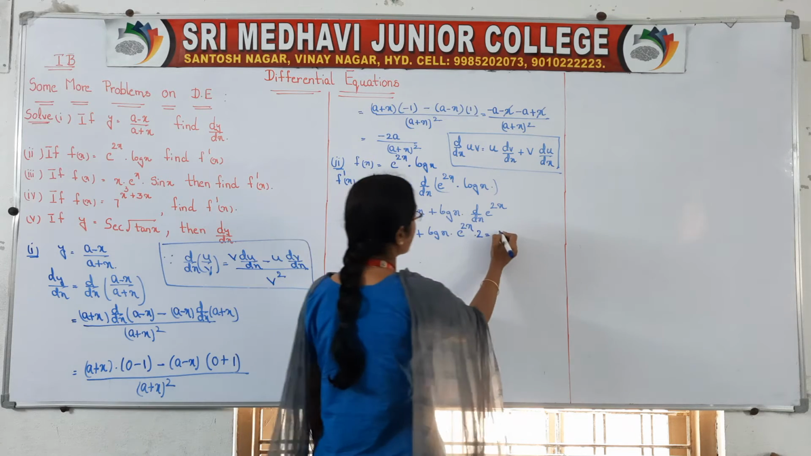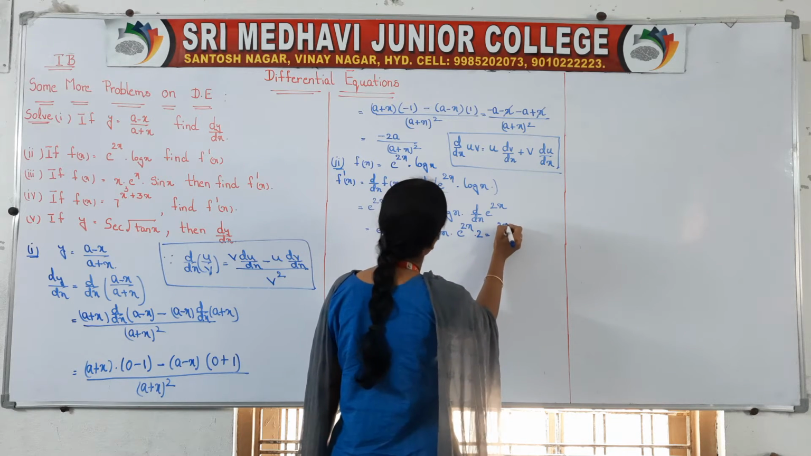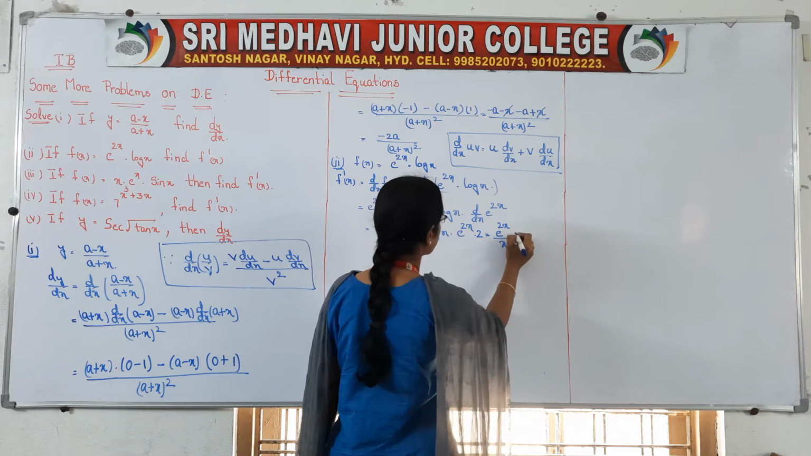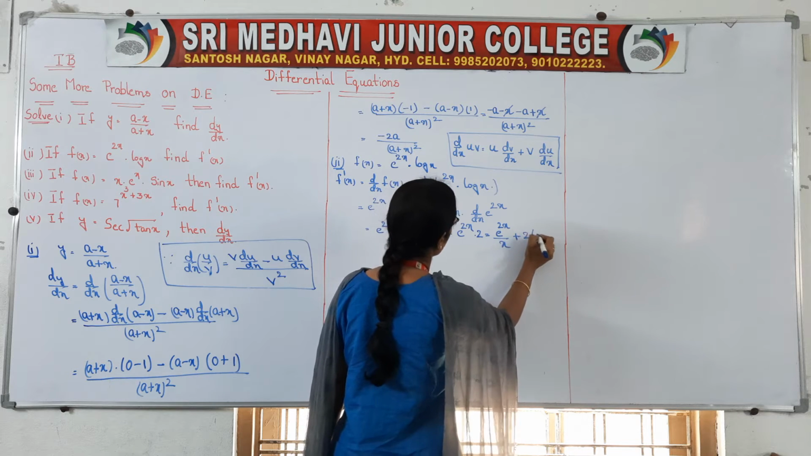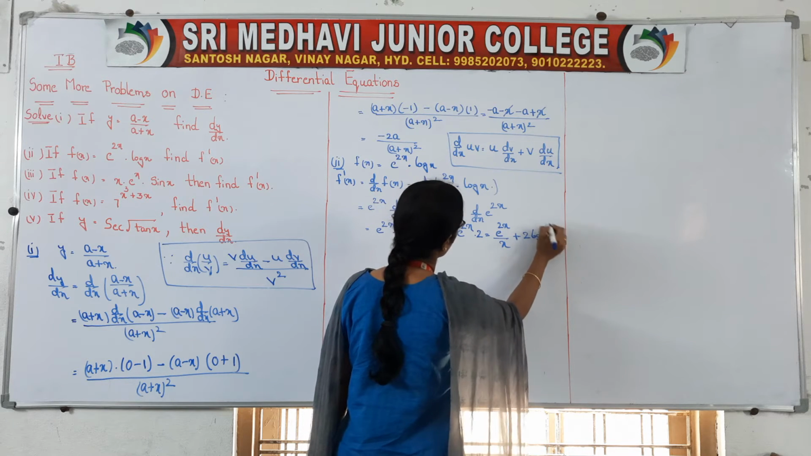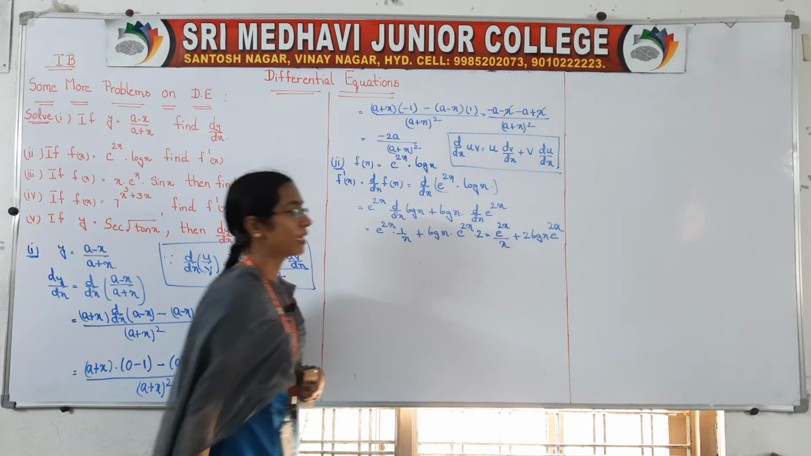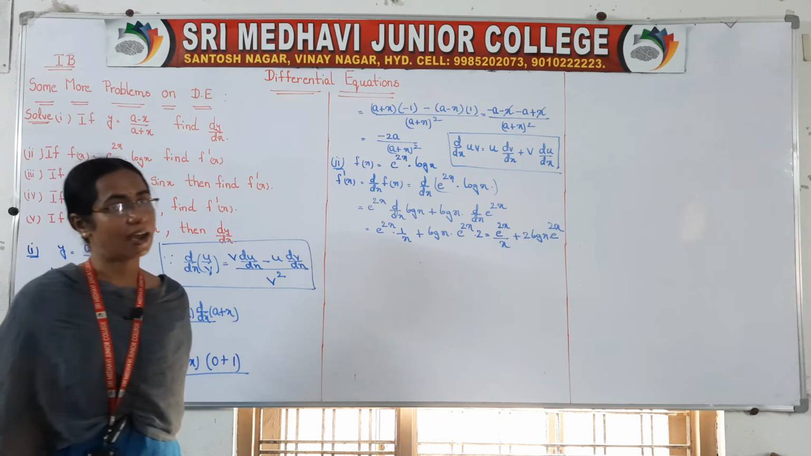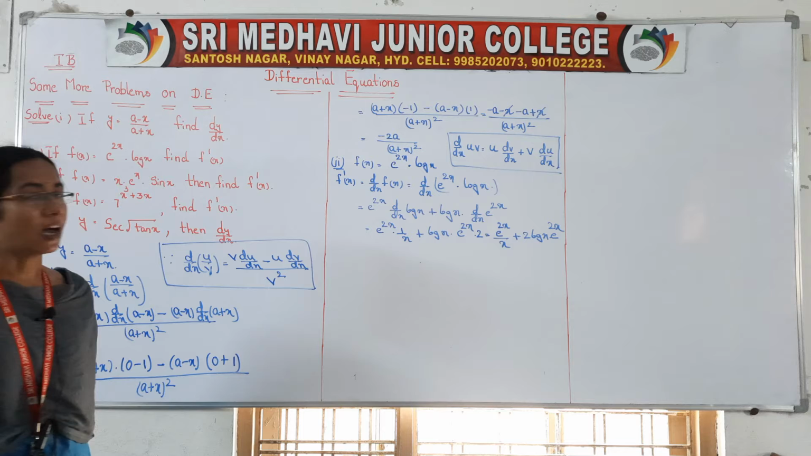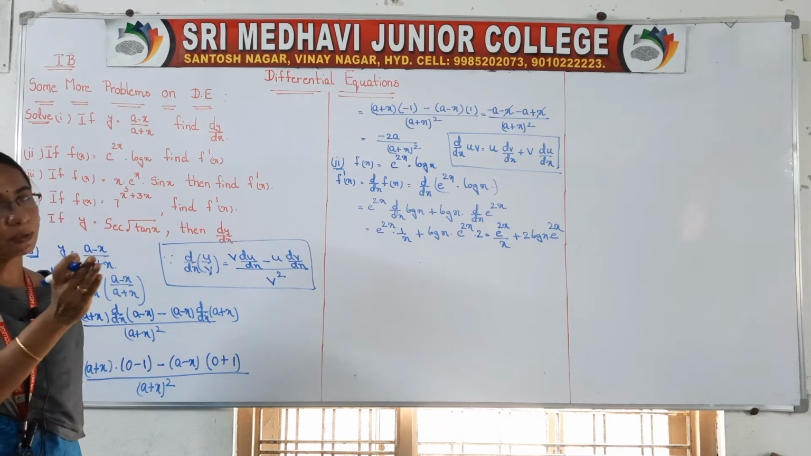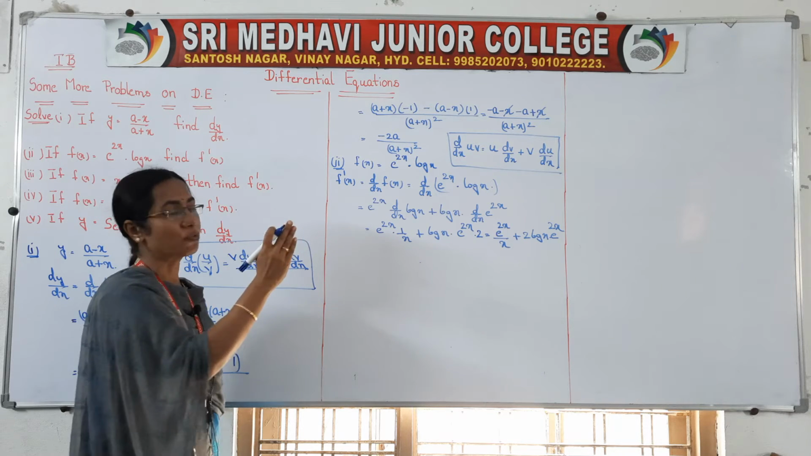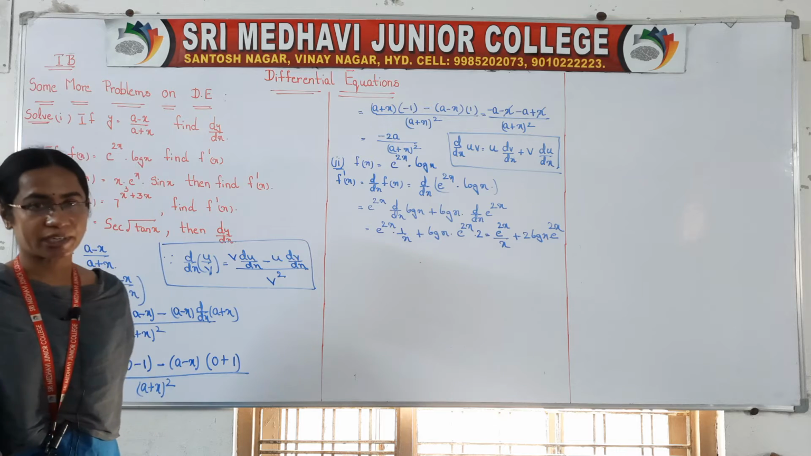So we can write this as e to the power of 2x by x plus 2 log x into e to the power of 2x. That is the second answer. Second question answer. So u into v form. Whenever it is u into v form, we have to go for product form.